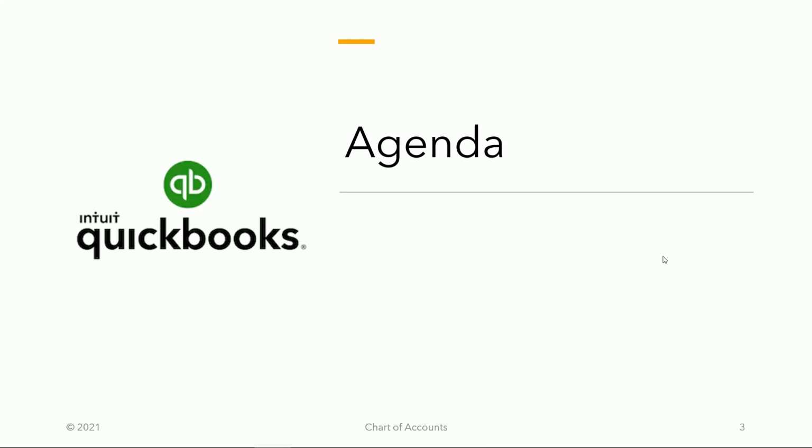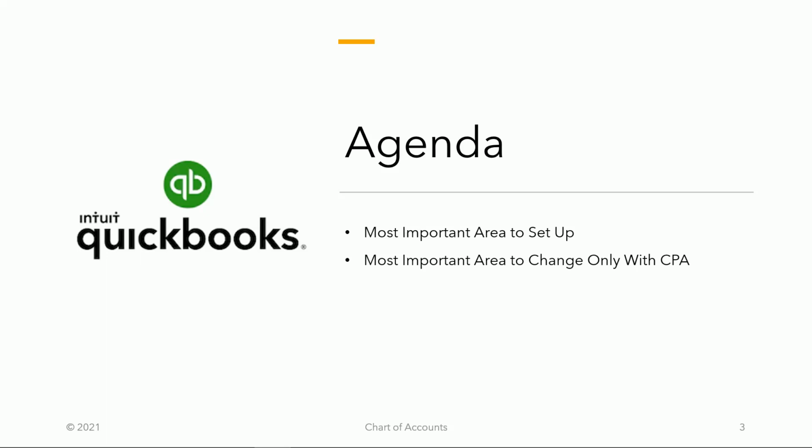So what I'm going to talk about today is what I feel is the most important area to set up, and that, of course, is the chart of accounts list. It's also the most important area to change only with input from your CPA. How to name the accounts, as well as how to set up your sub-accounts so your reports are generated like you want. So now we're going to switch over to QuickBooks.